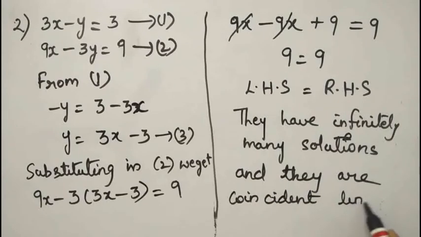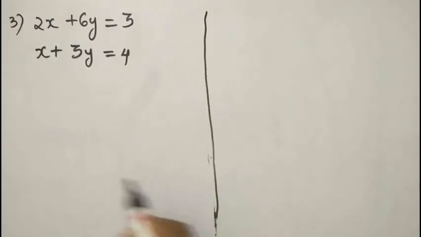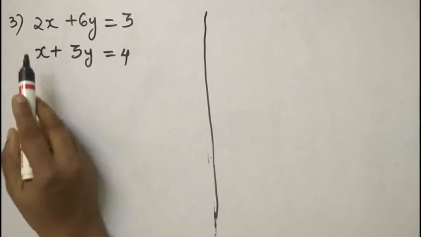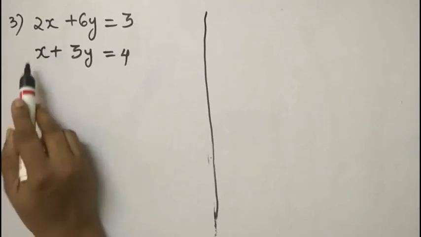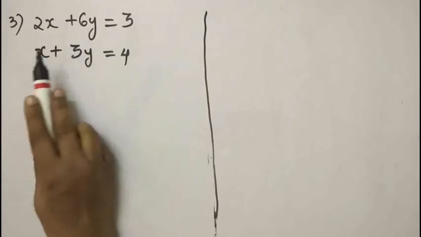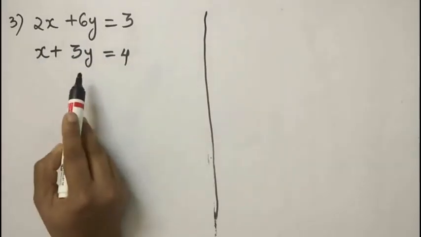Now let us study the case of parallel lines. Let us take another example. Suppose these two are the equations they have given and they asked to solve using the substitution method. If you observe the ratio a1 by a2, here it is 2, here it is 1, 2 by 1 is 2. Here it is 6, here it is 3, so 6 by 3 is 2, so a1 by a2 equal to b1 by b2.